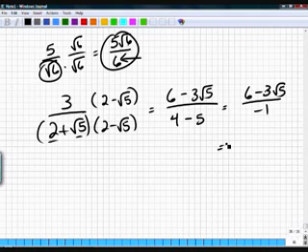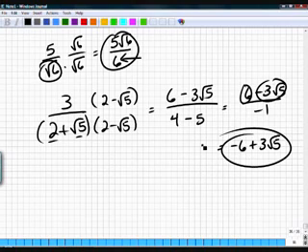Which is what? Negative 6. It's just dividing both by negative 1. Negative 6 plus 3 root 5. So not only did you rationalize the denominator, you completely did away with the denominator there. You actually divided that.